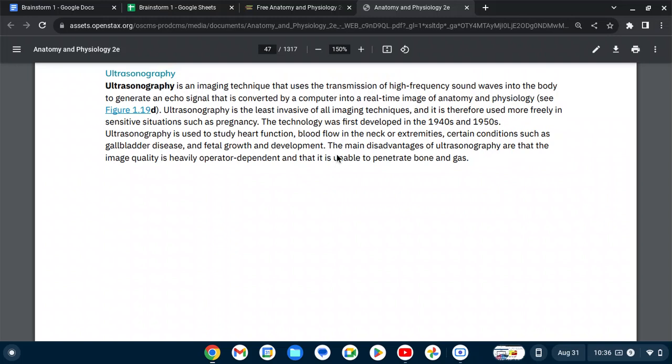Ultrasonography is used to study heart function, blood flow in the neck or extremities, certain conditions such as gallbladder disease, and fetal growth and development. The main disadvantages of ultrasonography are that the image quality is heavily operator dependent and that it is unable to penetrate bone and gas.